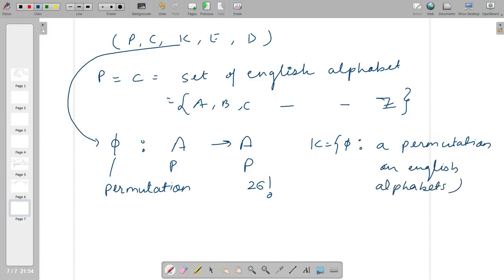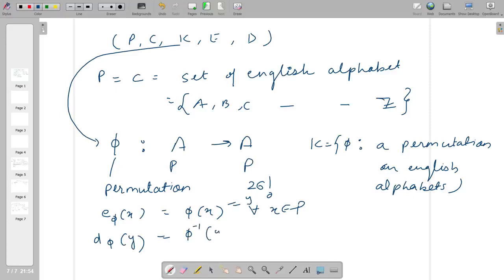So what we can write: encryption can be done as E phi of x equals phi of x, for all x belonging to P. And decryption, D phi of y, if this is y, then D phi of y is equal to phi inverse of y, where y belongs to the ciphertext. Here phi inverse is the inverse permutation of phi.